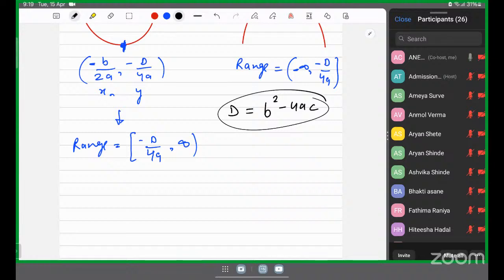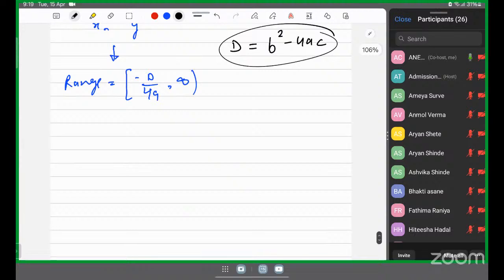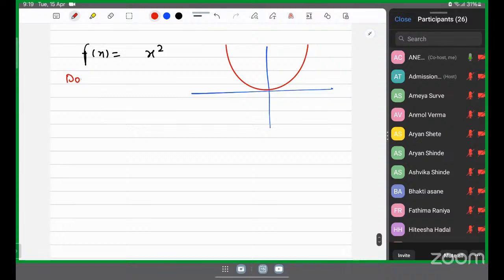Let's discuss some quadratic functions which are standard and easy to solve. First one is x square. What will its graph be like? Its graph will be a parabola opening upward. What is its domain? All real numbers it can take.